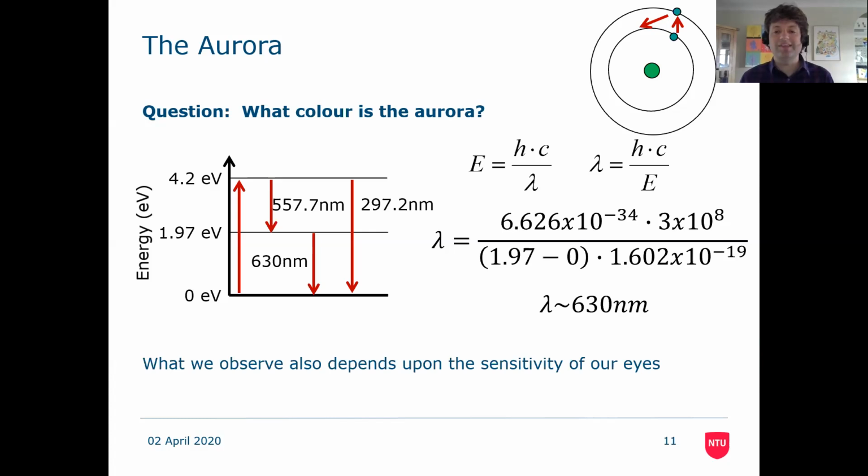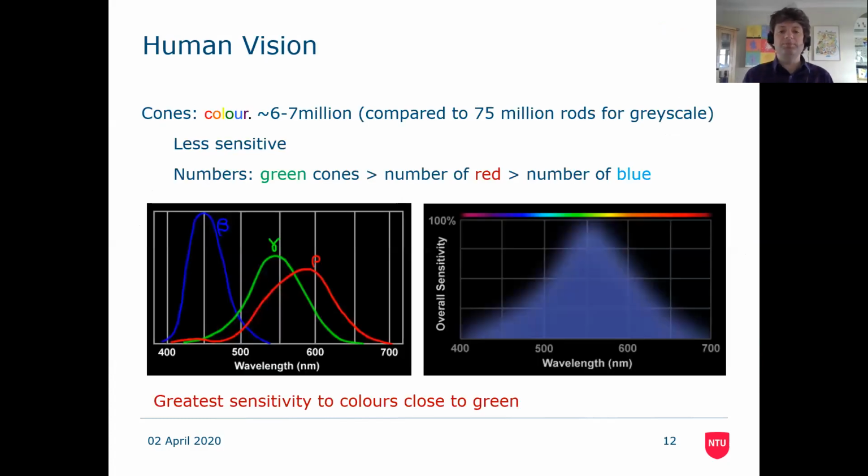We need to consider the sensitivity of your eyes. Now, your eyes are the most amazing optical device. They contain 6 to 7 million cones. And these cones are for detecting colour. There's more green cones than red cones than blue cones. And when we look at the sensitivity of individual cones, well, we get something that looks a bit like this. We've got wavelength on the x-axis and just a relative scale on the y-axis to show how sensitive these cones are compared to one another.